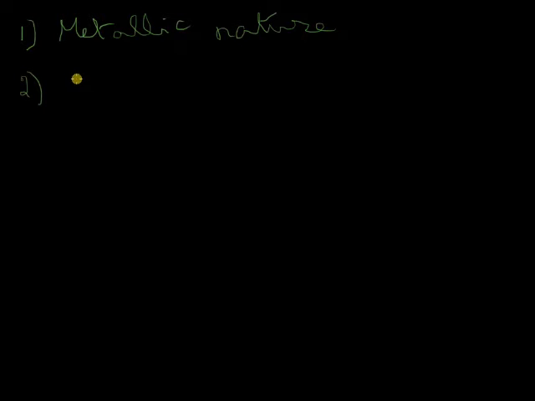Secondly, decrease in atomic and ionic radii. You find a gradual decrease in atomic and ionic radii as you go from left to right along a row of transition metals.